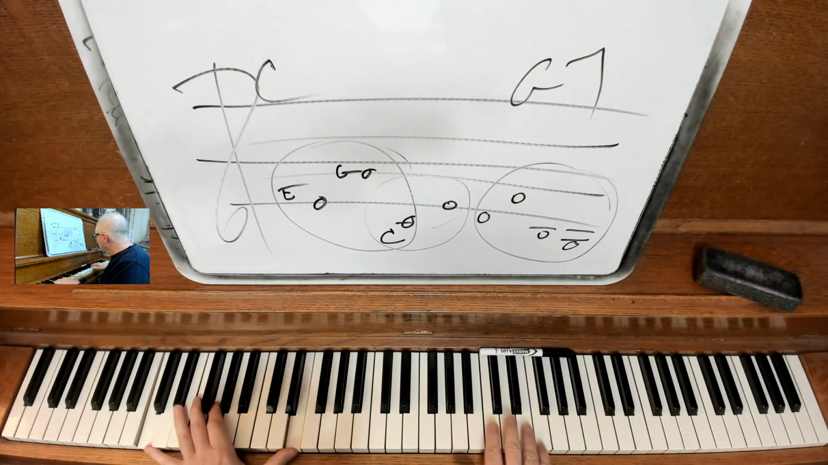Notice I'm just playing parallel 3rds. That's a nice, real easy way to create color. Again, this is what people call counterpoint. Counter meaning opposite, counterpoint, two melodies. You have this melody, the top melody, and the bottom melody.